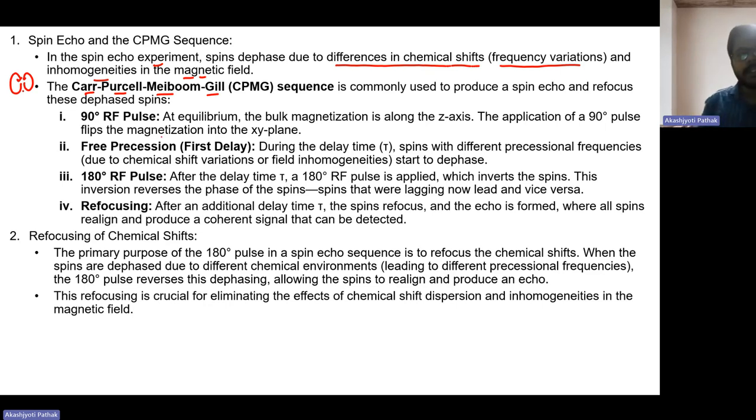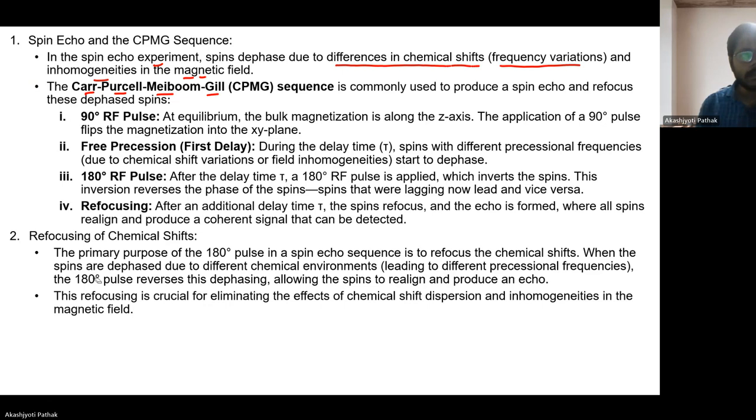So because of these two reasons, inhomogeneity in the magnetic field and differences in chemical shifts, the nuclear spins will start dephasing.